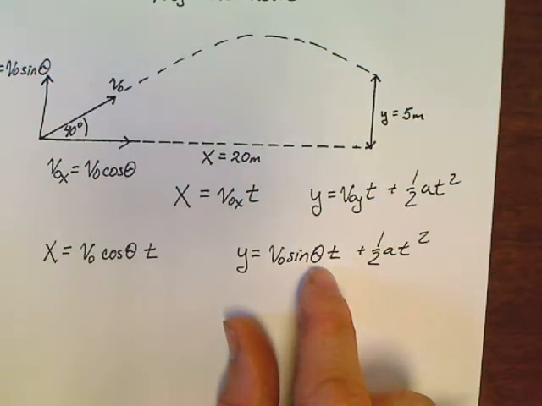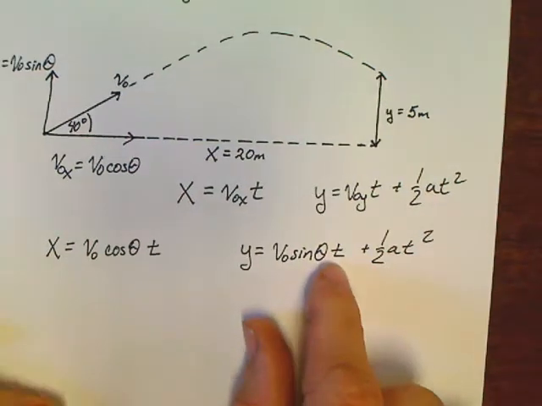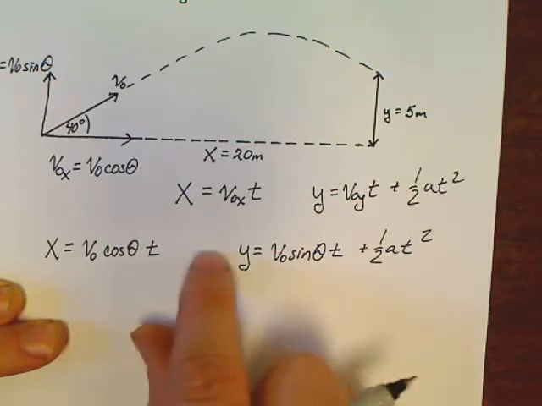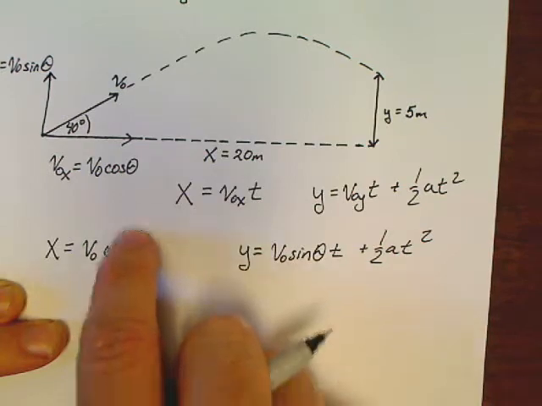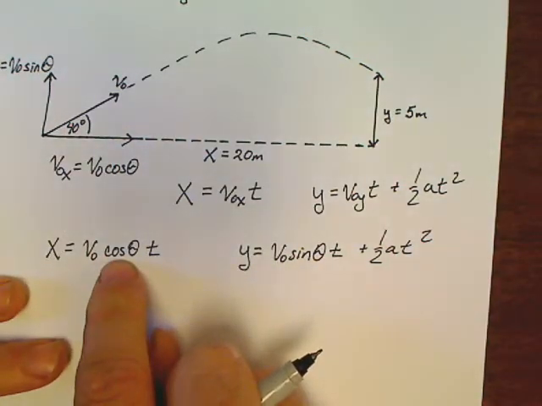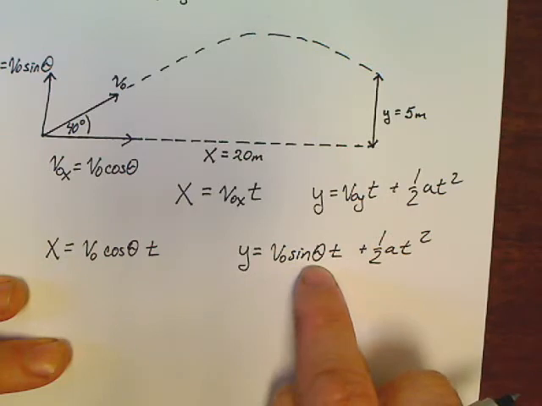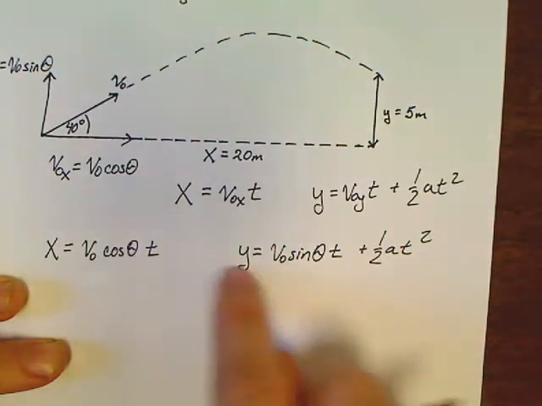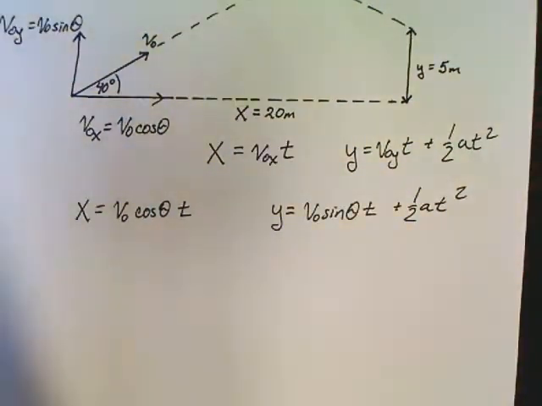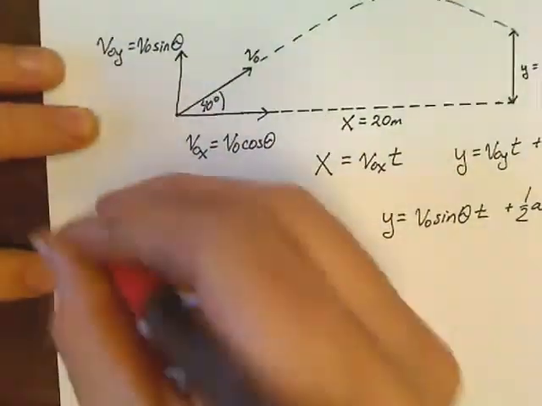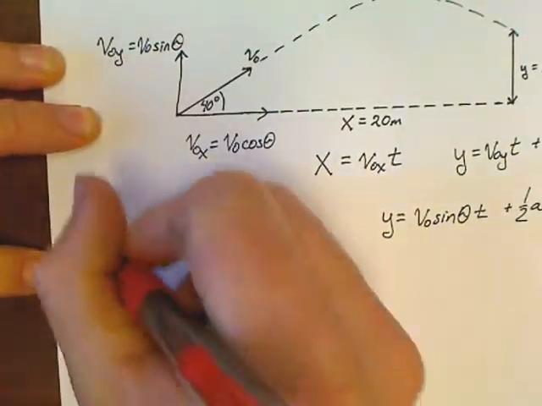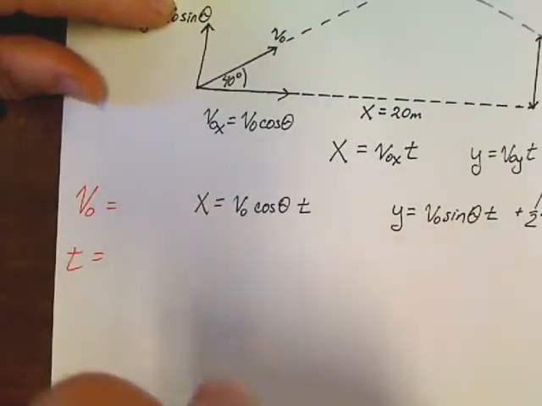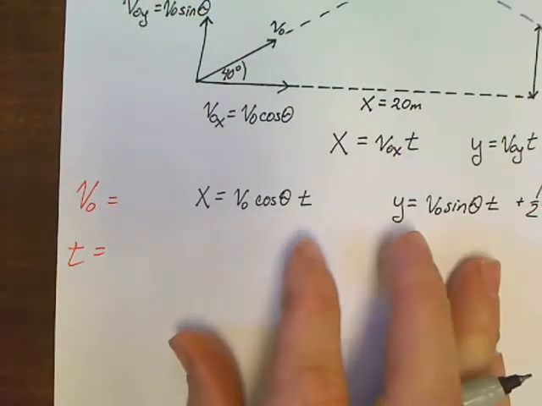I want you to look at something. How many unknowns do I have left? I know X, VO cosine theta t. I know theta. Theta was 40 degrees, so I've got cosine of 40. I've got Y. I know sine of 40. I know half of negative 9.8. It's going to be negative 4.9. I've got everything in this problem except VO and T. And I've got 2 equations and 2 unknowns. So mathematically, I'm in really good shape right now.